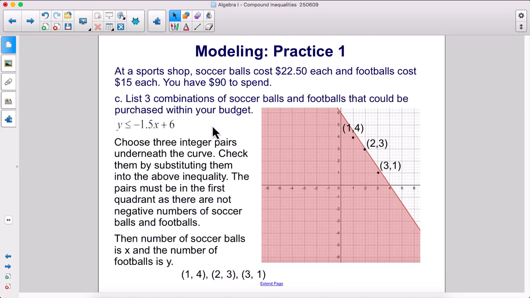List 3 combinations of soccer balls and footballs that could be purchased within your budget. Any integer coordinate pair here would work in the positive domain, of course, because you can't have negative soccer balls or footballs. 1, 1 would work, 2, 1 would work, 3, 1, 2, 3, 1, 4. Any of these points would work.